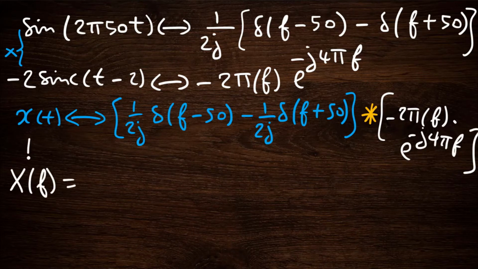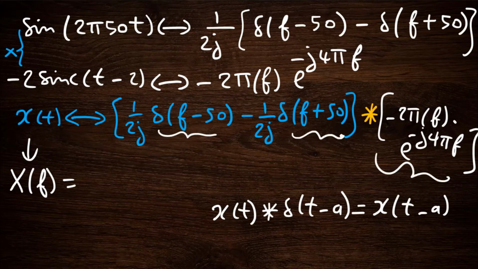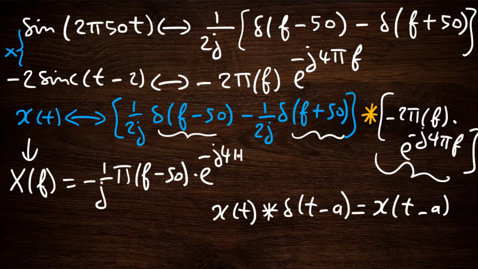Fourier transform of x of t, which is this mess, is, remember, the convolution of a signal with delta. It's the same signal shifted by a. X of t convolved with delta of t minus a equals x of t minus a. We have a bunch of deltas here. We multiply this by 1 over 2j. Minus 2 times 1 over j is minus 1 over j. Pi of f minus 50 times e to the minus j 4 pi of f minus 50.